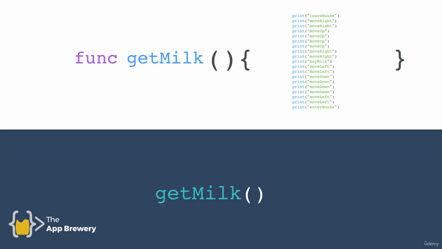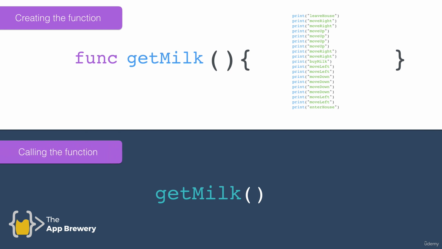So here are the two parts of the function. The part where we create the function looks like this, and the part where we call the function looks like this, where we simply specify the name of the function, so in this case it's called getMilk, and then we add a pair of parentheses which are empty. A little bit later on, when we look at more complex functions, we'll learn what we can put inside these parentheses. But if we simply just want to trigger a block of code like this, then we just need to call our function like this.